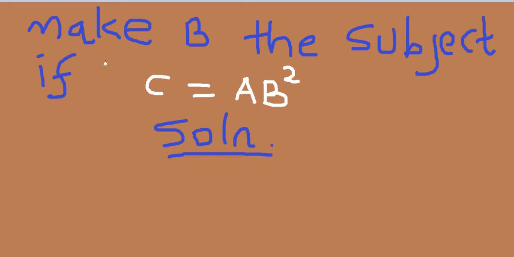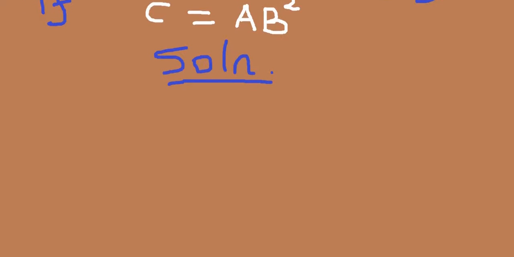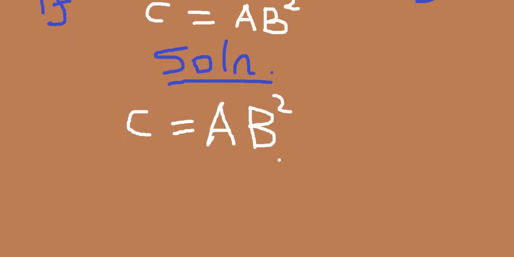Our question says, make B the subject of the formula, if C equals AB power 2. So we are going to rewrite our question down here. C equals A times B squared.